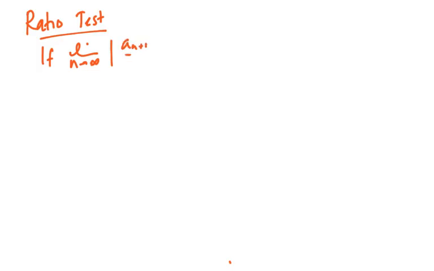So now we can look at the ratio test. There are two more tests in this section. The first one is the ratio test. First of all, I'm going to summarize it a little differently than your book would. It says if the limit as n approaches infinity of a of n plus 1 over a n equals L.